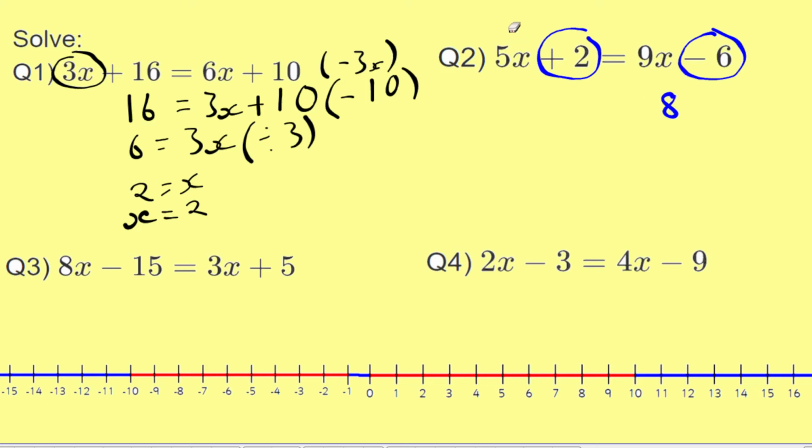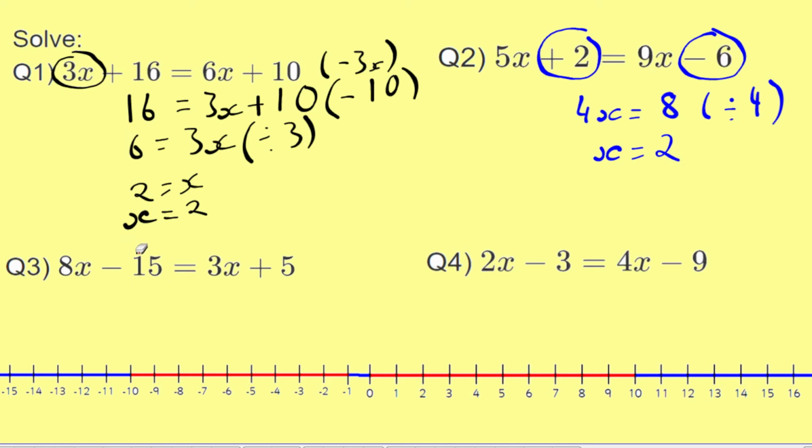And then you find the difference between 5 and 9. So 5, 1, 2, 3, 4. So 4x equals 8. And then you just divide these two. So 8 divided by 4. Let's write that here if you want to. So x is 2.